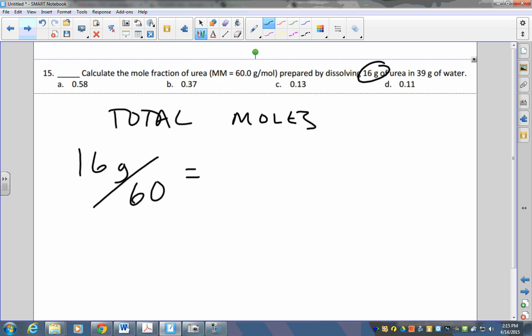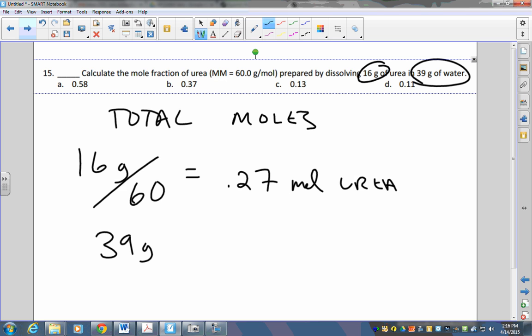How many sig figs? 2. So I'm going to get 2.27 moles of urea. The next thing I'm going to do, take 39 grams of water. Molar mass of water is 18 grams. So I'm going to go 39 divided by 18. Boom shakalaka. I get, 2 sig figs, 2.2 moles of water. Now we're in business.